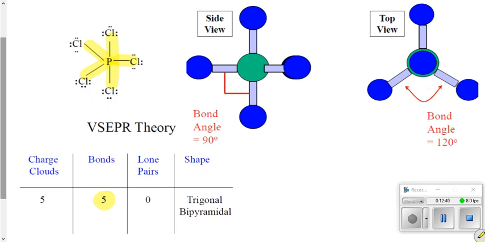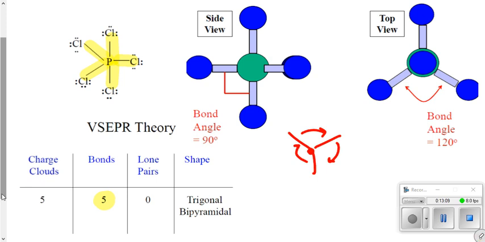The best way for us to think about this is we're going to start with our plane in the middle where our central atom, the phosphorus, is surrounded, as far apart as they can spread, 120 degrees on a flat plane like a piece of paper, by 3 of our chlorines. From there, we still need to add 2 more chlorines. So we're going to have one going straight up and the other one going straight down.